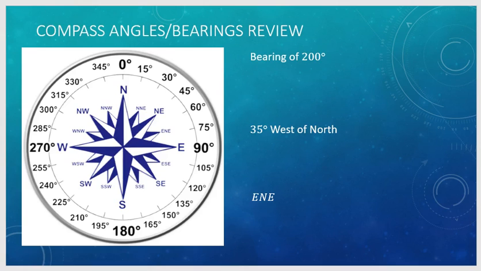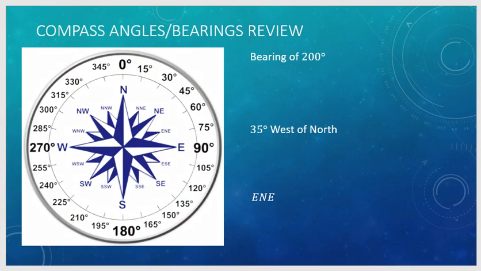Next topic for review is how do bearings work compared to our math unit circle angles. So remember, the unit circle starts on the right-hand side at 0 degrees, and it measures going around counterclockwise. But the compass, or any bearing-related question, starts from north as 0, and it measures the clockwise amount of rotation.